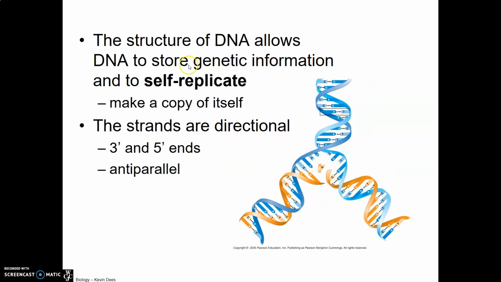Now, the structured DNA not only allows for the DNA molecule to store genetic information based upon the sequence of these nucleotides, but it also allows for the DNA molecule to make a copy of itself, and we call this self-replication. So if a cell is going to divide and become two identical cells, making a copy of the genetic information is really important. And so DNA shape allows for it to not only store genetic information, but to go through this process called DNA replication or self-replication, where it makes a copy of itself.